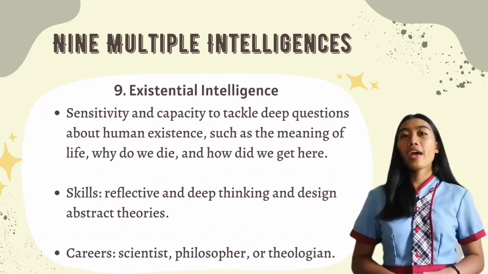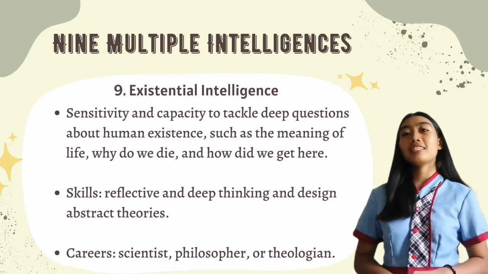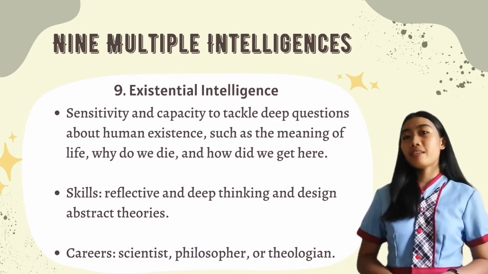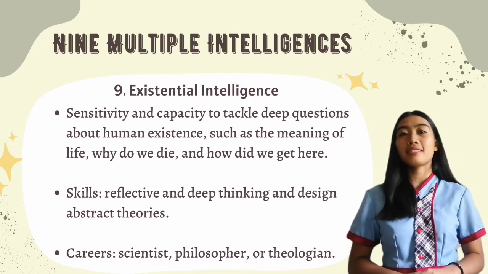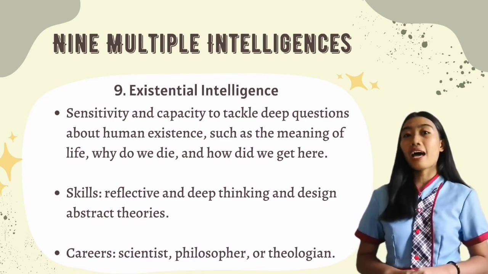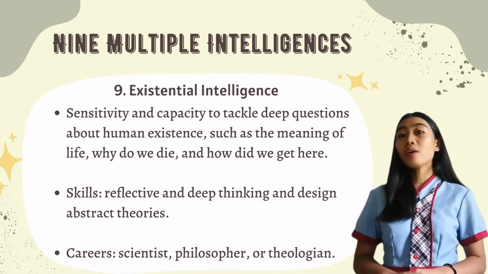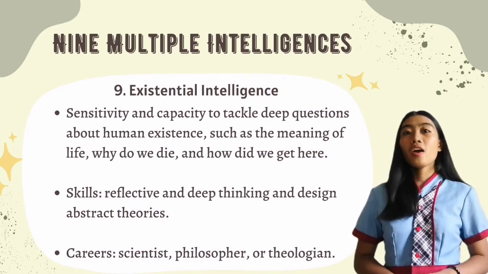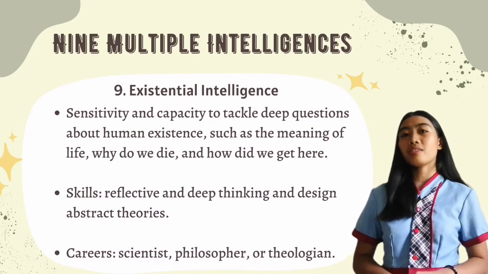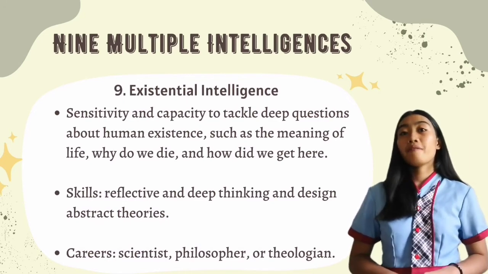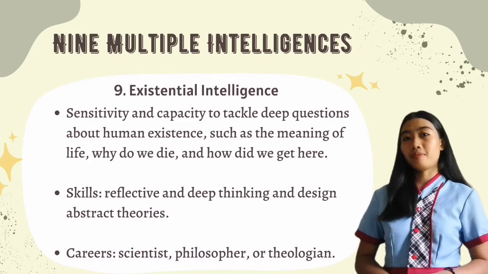And lastly, we have the existential intelligence. They have sensitivity and capacity to tackle deep questions about human existence, such as the meaning of life, why do we die, and how did we get here. They are reflective and deep thinking and design abstract theories. They can be scientists, philosophers, or theologians.